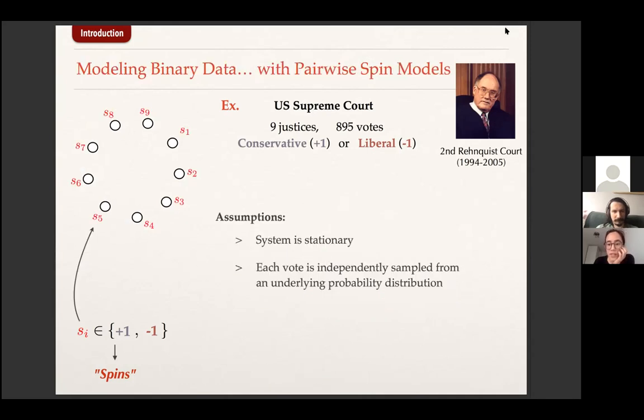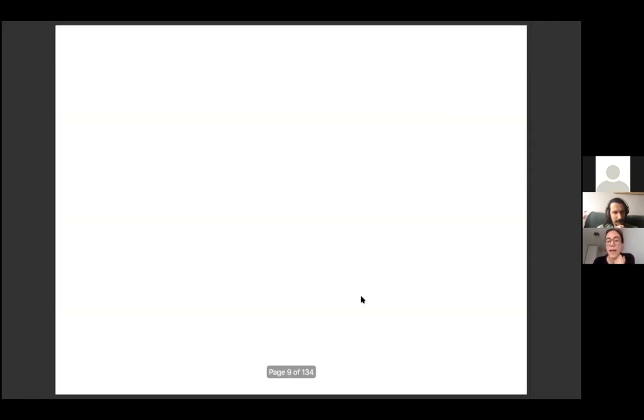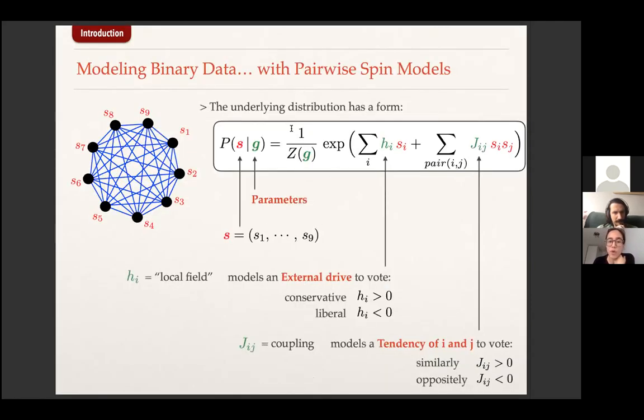So to model this with an Ising model, you have to assume that your system is stationary, which we talked about earlier. And then you have to assume that all the votes are independently sampled from an underlying probability distribution. And this underlying probability distribution has the form of this Ising model type thing. So you can recognize here in your Hamiltonian, the Hamiltonian of an Ising model, you have the sum of this h_i s_i. So I've represented here graphically.